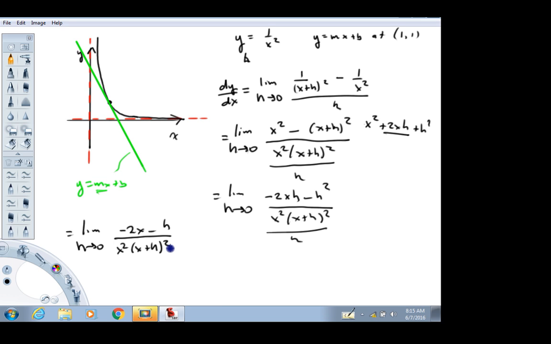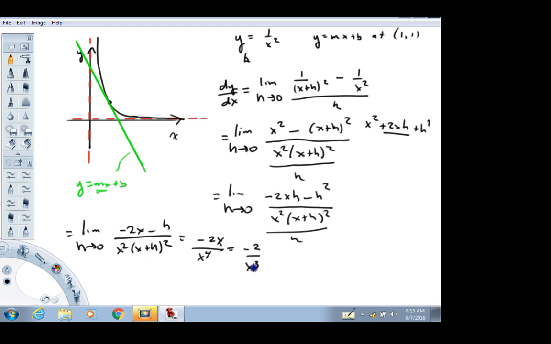And I think at this point I can take limit as h goes to 0. So as h goes to 0, this term goes to 0. The numerator becomes a minus 2x. And the denominator, when this h becomes a 0, this becomes x squared times another x squared. So that's x to the 4th. And one x on top, 4 on the bottom. This gives us minus 2 over x to the 3rd.